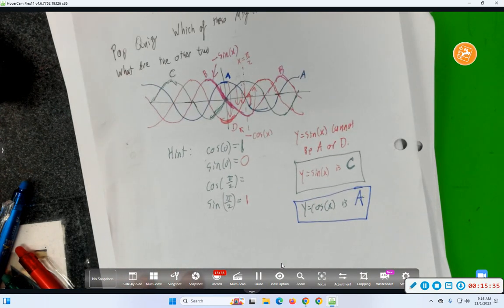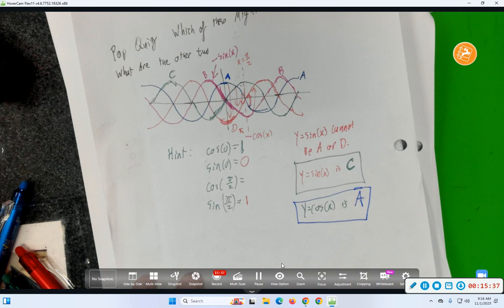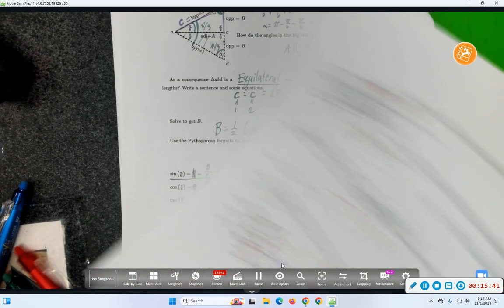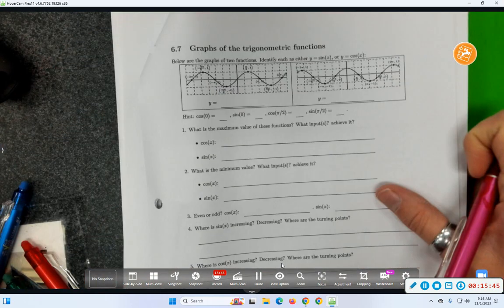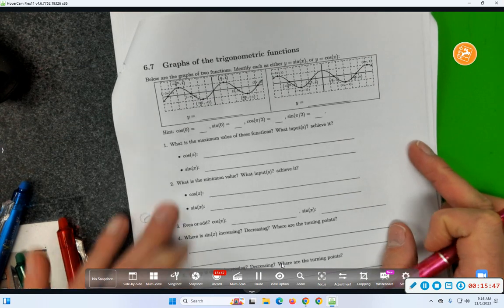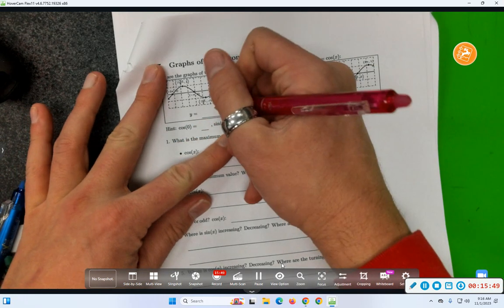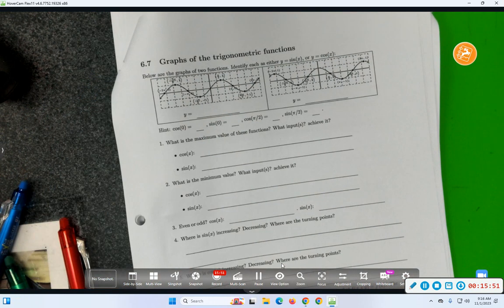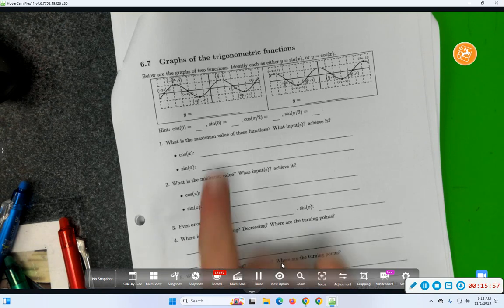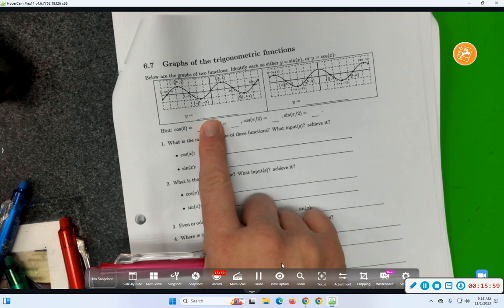So let's start in on the actual notes for today. Let's talk about graphs of trig functions. So right here, we see the graphs of sine of x and cosine of x. And you know what? Even though we've literally just done a multiple choice question, one of those is sine, the other one is cosine. Which one should this one be?